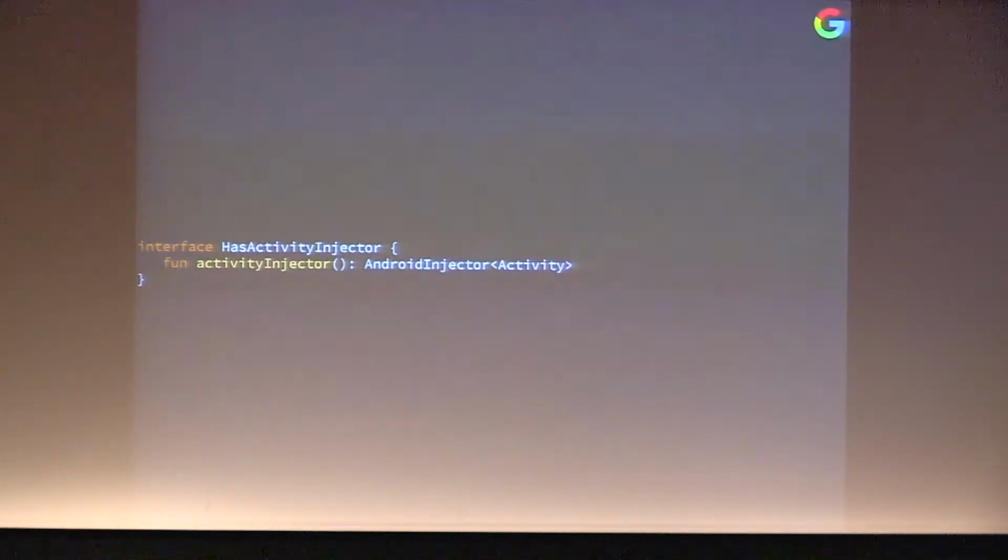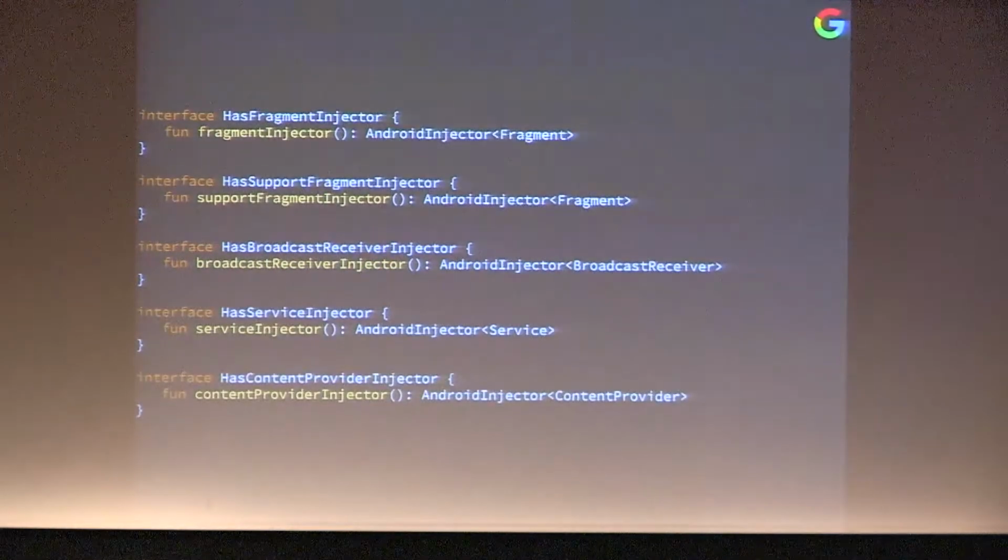Next, another interface in the Dagger library, the HasActivityInjector. It's pretty simple. You just have one method that will return an Android injector for an activity. And you have the same interface for different frameworks, for basically all the framework types that you will need to inject. So fragment, support fragment, broadcast receiver, service, and content provider.